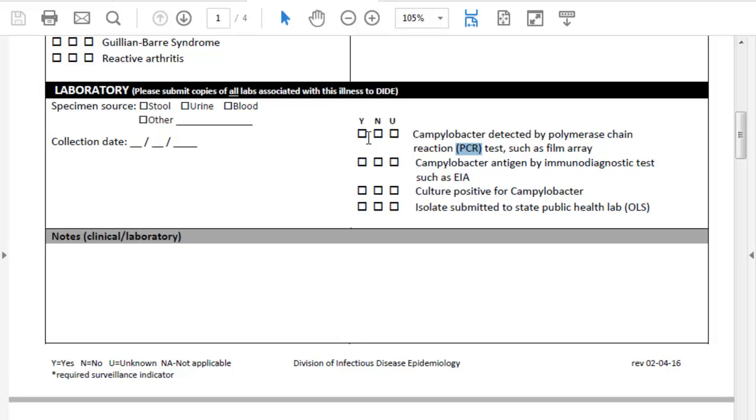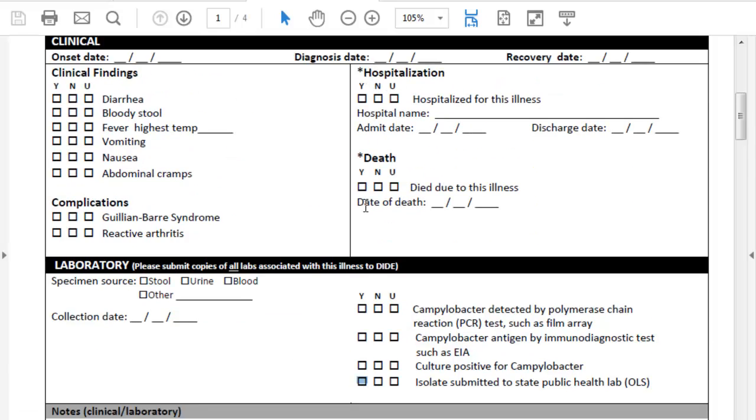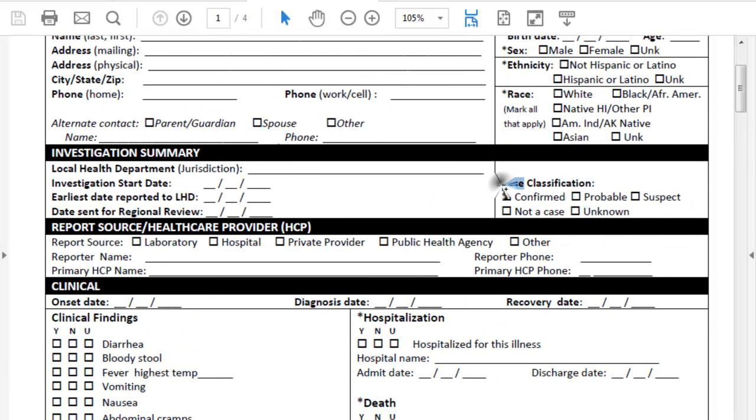However, some laboratories do not perform culture of a specimen which is positive from CIDT. These labs should send the specimen to the state public health lab for culture and isolation. If the clinical lab does isolate the pathogen, they should still send the specimen to OLS. Marking the type of test and whether an isolate was sent to OLS on the case investigation form is essential for determining case classification, which is where we'll start our next video segment.